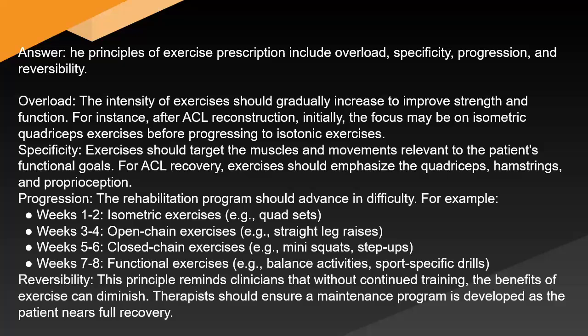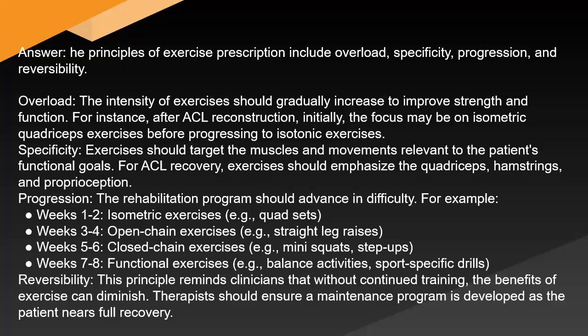Specificity: exercises should target the muscles and movements relevant to the patient's functional goals. For ACL recovery, exercises should emphasize the quadriceps, hamstrings, and proprioception. Progression: the rehabilitation program should advance in difficulty. For example, weeks 1 and 2, isometric exercises, e.g., quad sets.